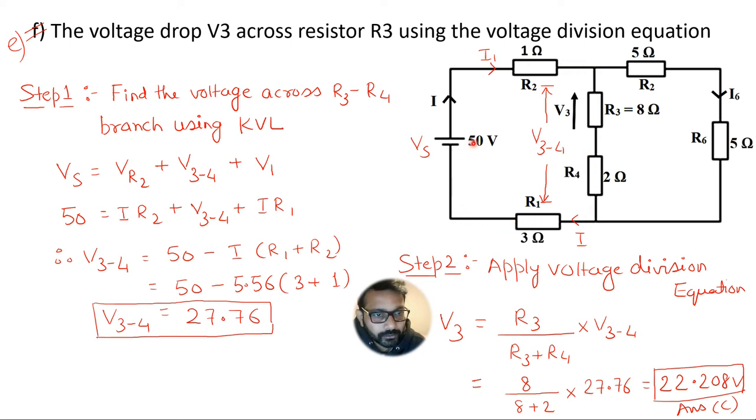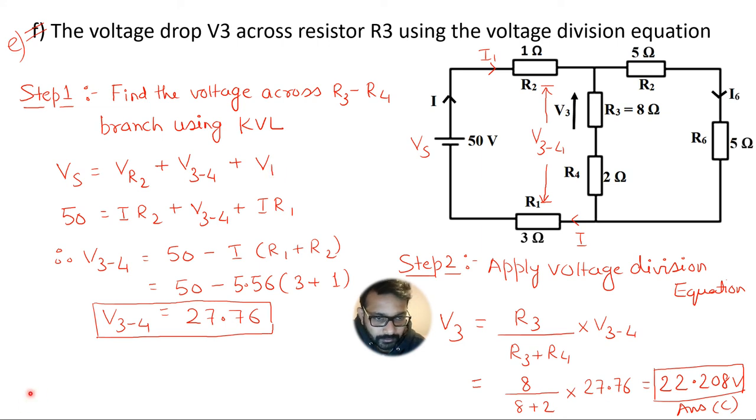In this first loop, if you apply Kirchhoff's voltage law, the supply voltage is equal to the sum of the voltage drops across the resistances. Let's say the voltage drop across R2 is VR2, and we have already named the voltage across R3 and R4 as V34, plus the voltage drop across R1, which I'm calling V1.